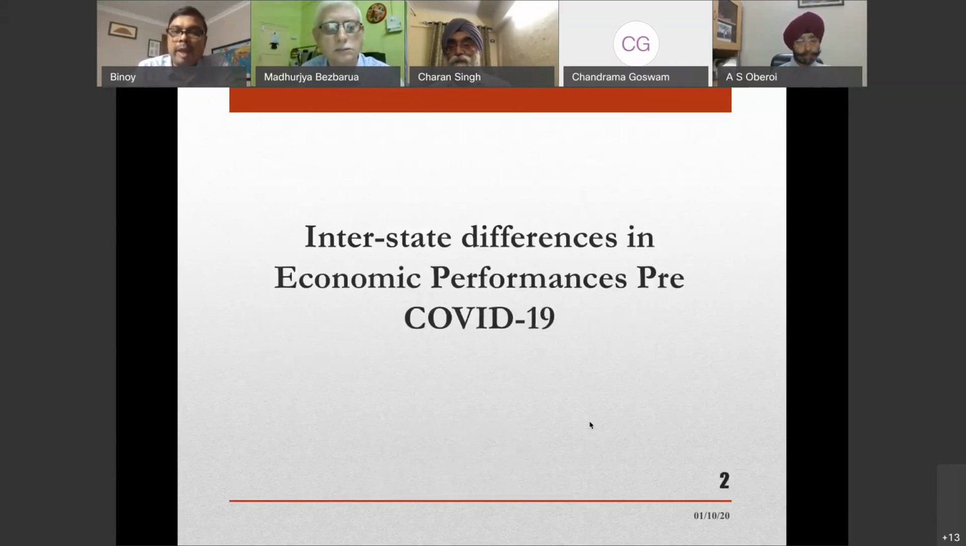Okay, so the interstate differences in economic performances on the eve of COVID-19. Here we have taken into consideration 4 indicators. One is the growth in state gross domestic product. Then the sectoral composition, unemployment rates, and the fiscal position of the states on the eve of the pandemic.